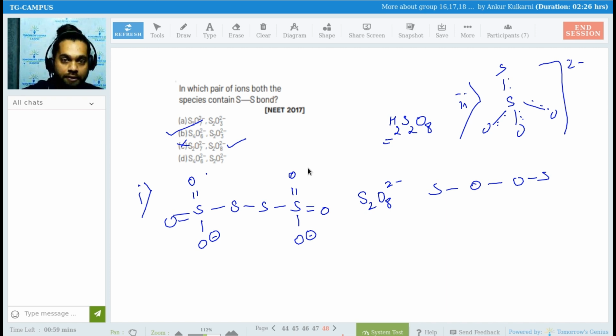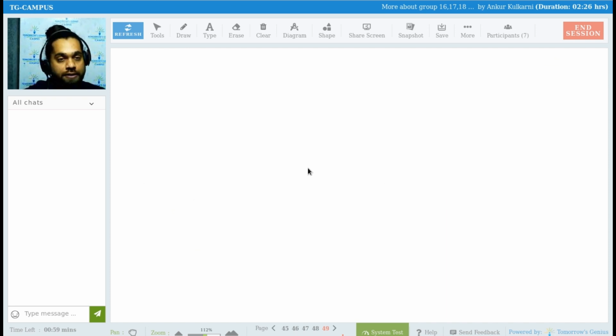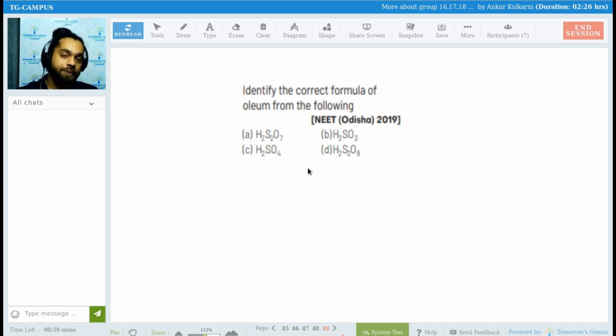Now tell me this. We have done it in the contact process, the last step of preparing sulfuric acid. Come on, tell me this. NEET 2019 question. Identify the correct formula of oleum.